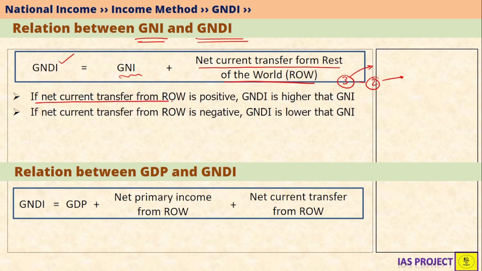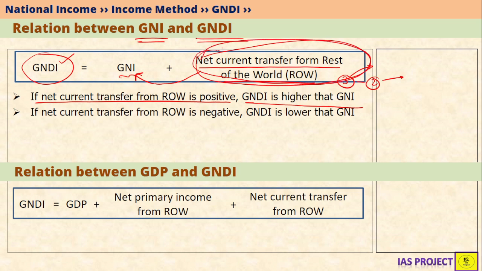If net current transfer from rest of the world is positive, then we are adding a positive entity to already positive GNI. This means GNDI is going to be greater than GNI. However, if this entire thing is negative, then we are adding a negative entity to GNI, which means GNDI is going to be less than GNI. So, if net current transfer from rest of the world is negative, then gross national disposable income is lower than gross national income. Let's also see the relationship between GDP and GNDI.